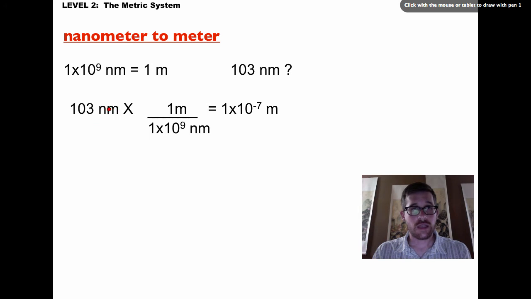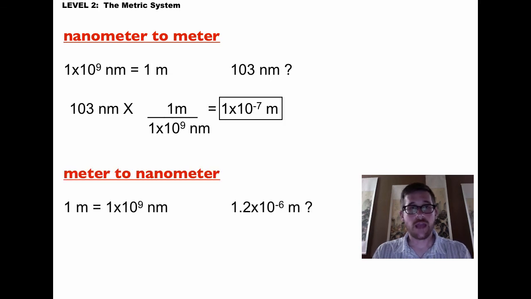Here's our dimensional analysis. Nanometers are going to cancel. We're left with meters, and we get 1 times 10 to the minus 7th meters. Again, the math when you're doing this, guys, you just multiply across the top. So it's 103 times 1, and then divide by whatever our denominator is in our domino on the bottom.